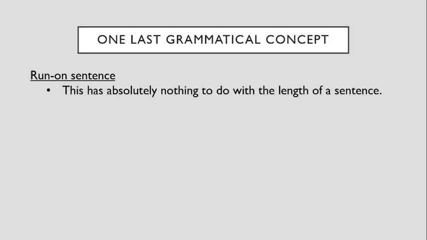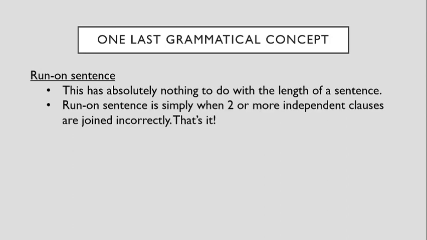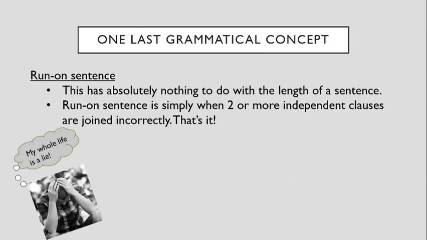A run-on sentence has absolutely nothing to do with the length of a sentence. Again, a run-on sentence has absolutely nothing to do with the length of a sentence. You can have a run-on sentence that is 4 words long. You can have a grammatically correct sentence that is 50 words long. All right? A run-on sentence is simply when 2 or more independent clauses are joined incorrectly. That's all it is. The comma splice is actually one version of a run-on sentence.